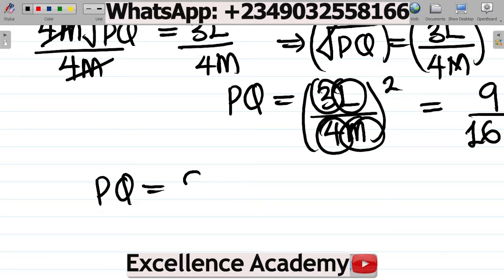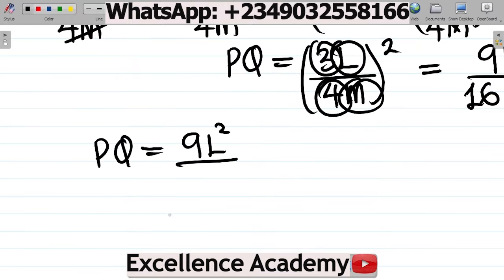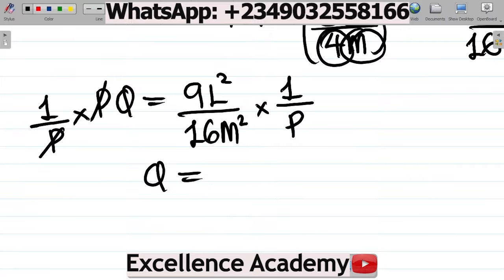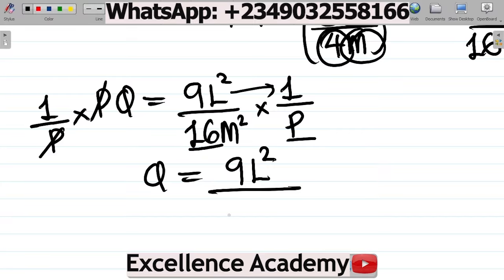PQ is equal to 9L squared over 16M squared. To get the value of Q, multiply this by 1 over P, so that you cancel out the P. From here, this P cancels this P, so Q is equal to 9L squared times 1, that's 9L squared all over 16 times P is 16P, bringing M squared.